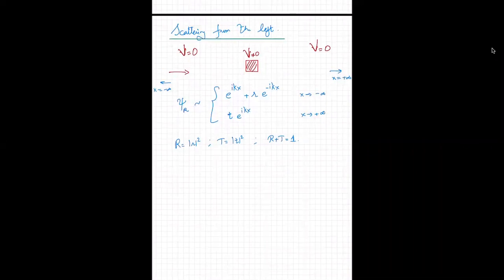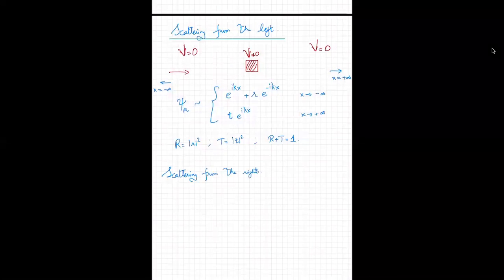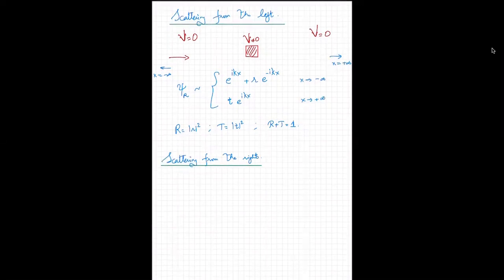Now, what happens if I throw the particle from the right instead of the left? So scattering from the right. Well, the picture stays almost the same, except that now I'm throwing the particle from the x equal to plus infinity region. So I have a region where the potential is non-zero, V not equal to 0, and in this region again V is equal to 0. Now I'm throwing the particle like this.